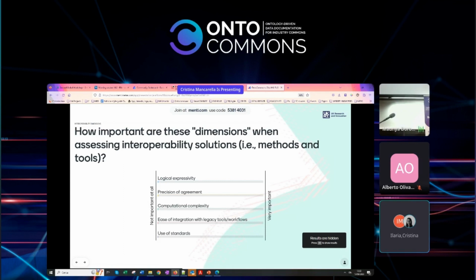So just to specify a couple of points. Solution, as you can see, we mean both method and tools. And when we say dimensions, for each of these dimensions, there can be multiple metrics possible. Of course, we are not trying to know which are the measurements, but we are trying to know what are the dimensions you are mostly interested in terms of interoperability.